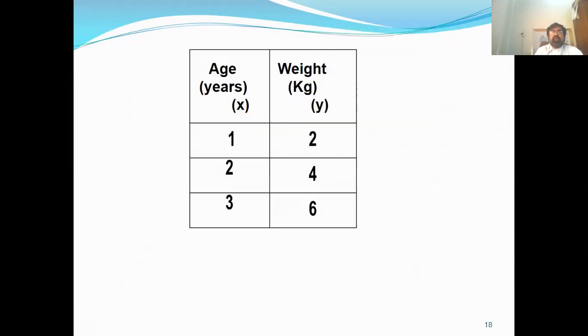So this is age and weight, and we want to determine whether there is a correlation between these two variables or not. And if there is a correlation, whether a positive or a negative correlation exists. And if the correlation exists, whether it is weak, intermediate, strong, or perfect correlation. So now let's calculate the correlation between these two variables.